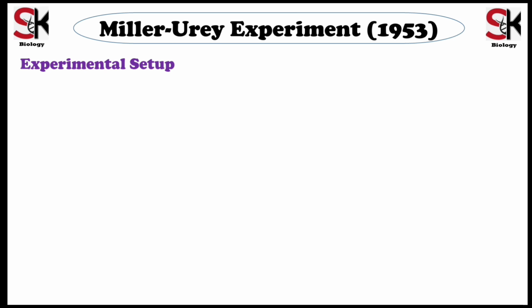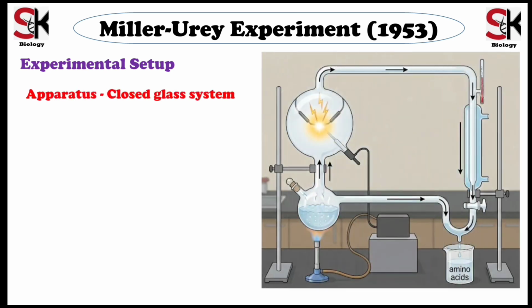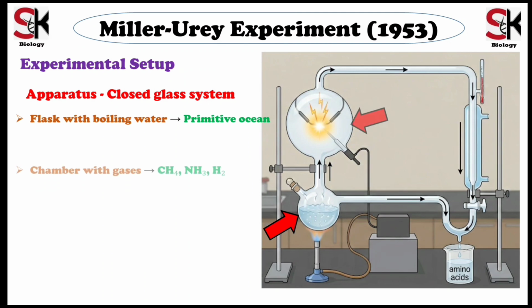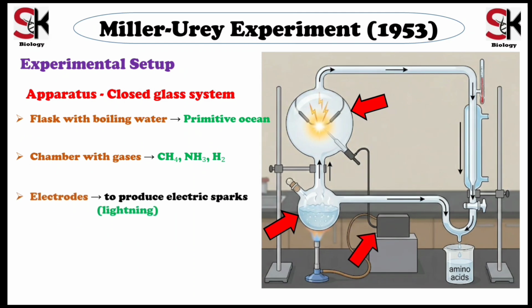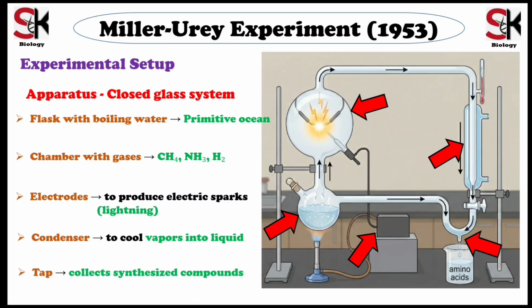Let us understand that setup. The entire setup was a closed glass system. A flask containing boiling water represented the primitive ocean. Another chamber contained gases like methane, ammonia, and hydrogen. Electrodes were fitted to produce an electric spark, which simulates lightning. A condenser was used to cool vapors into liquid form, and a tap was used to collect the synthesized compounds. This setup continuously circulated the gases and vapors, simulating early earth conditions.